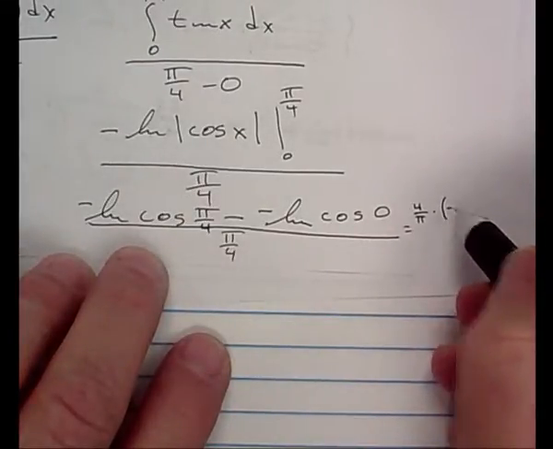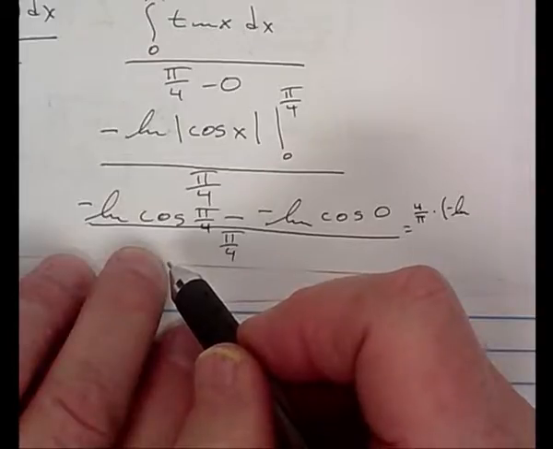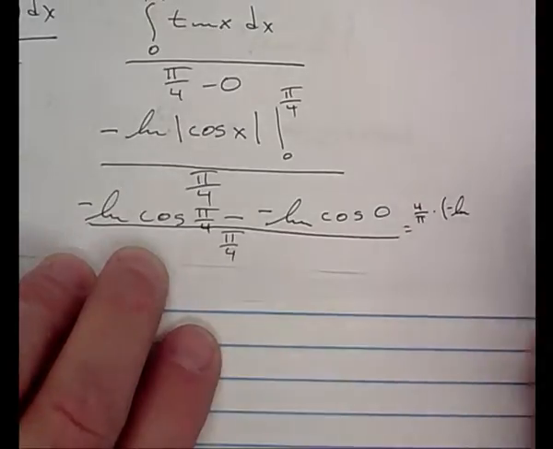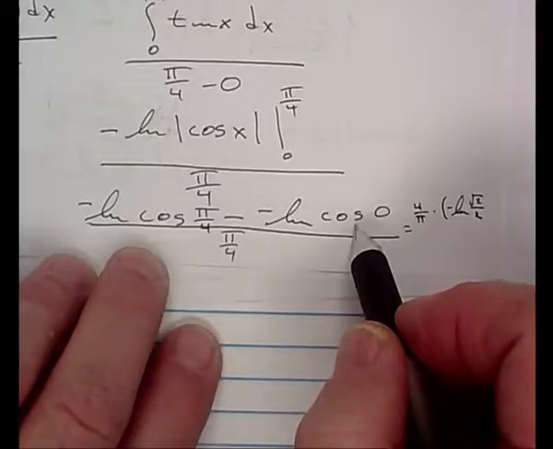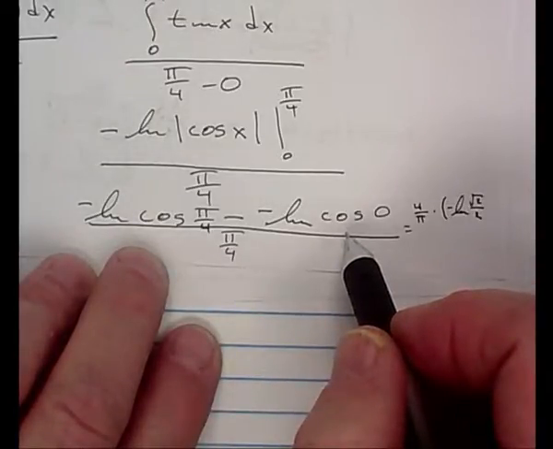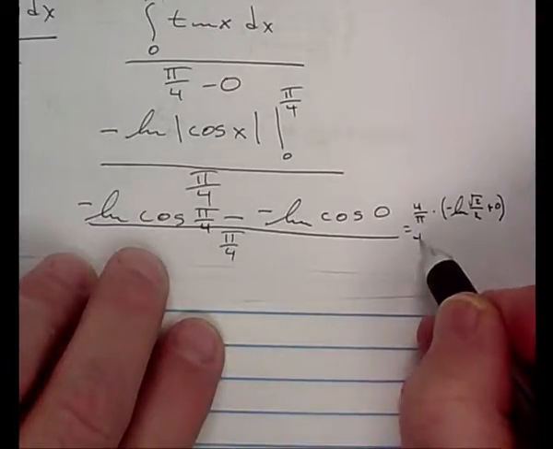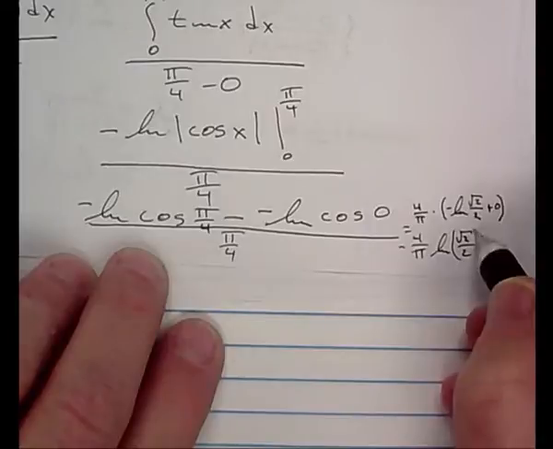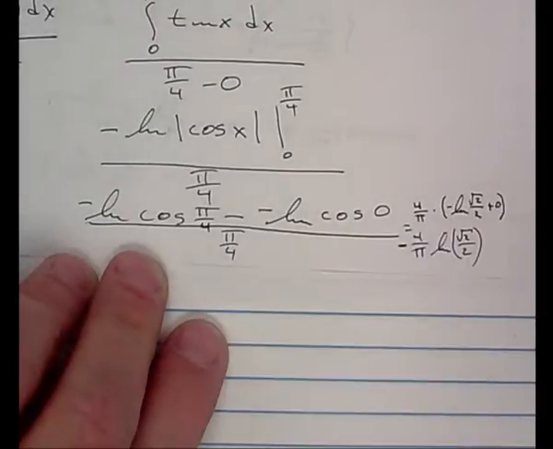Times the negative natural log of what? What is the cosine of pi over 4? They expect you to know that. Square root of 3 over 2? No. Square root of 2 over 2. Okay? Cosine of 0 is 1, natural log of 1 is 0. So I got plus 0 here, correct? So your answer is negative 4 over pi natural log of square root of 2 over 2. What happened to the negative? It's right here. I didn't make it big enough.